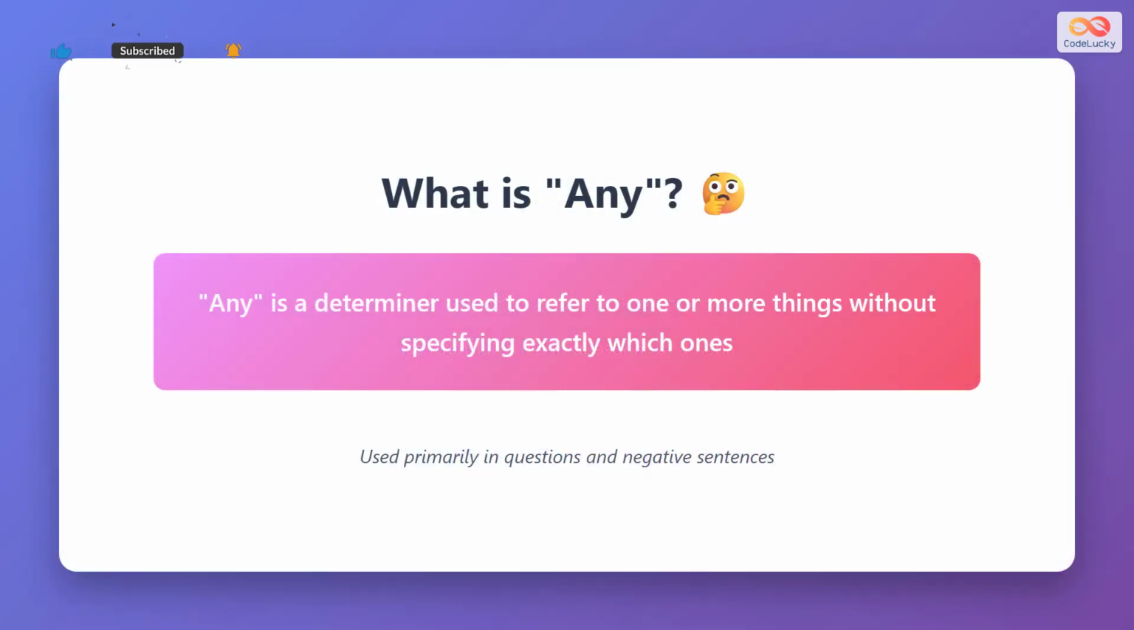"Any" is a special word we use to talk about things without saying exactly which ones. It refers to one or more items from a group. We use "any" mainly in questions when we ask about something, and in negative sentences when we say something does not exist or is not there.